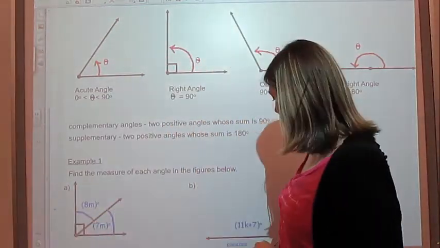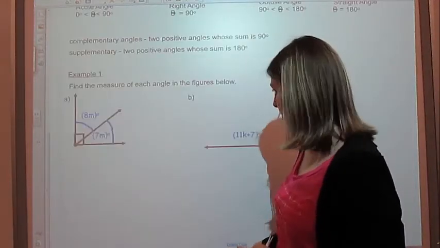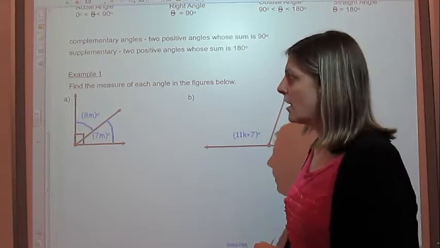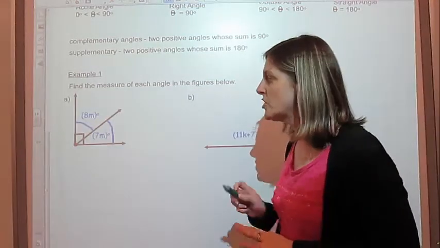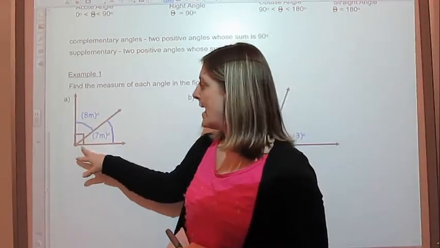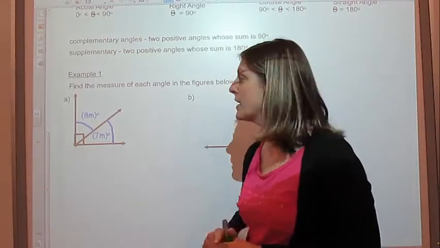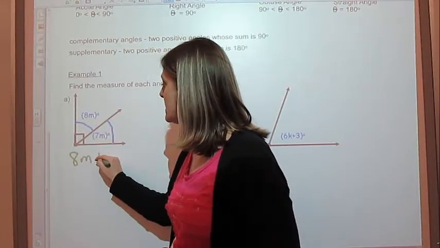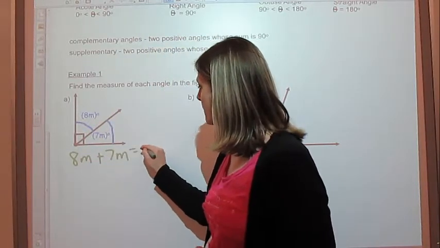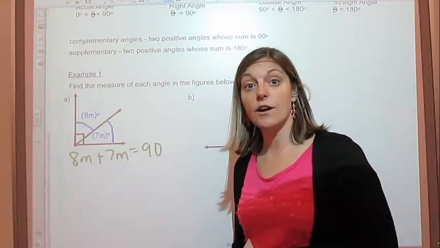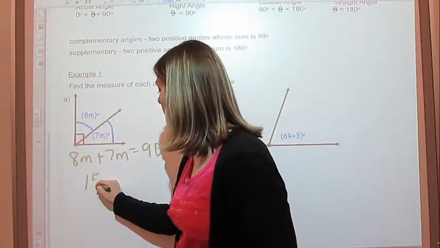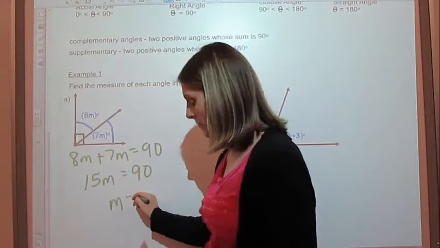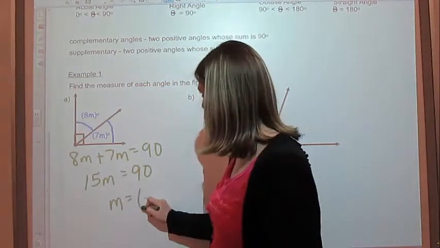All right, so let's take a look at example number 1. Okay, find the measure of each angle in the figures below. All right, so let's pull out some of our geometry skills. Now we have a right angle here, so that means they're complementary. So these two angles have to add up to 90 degrees. And now we're just going to use our algebra skills. So m is going to be 6.